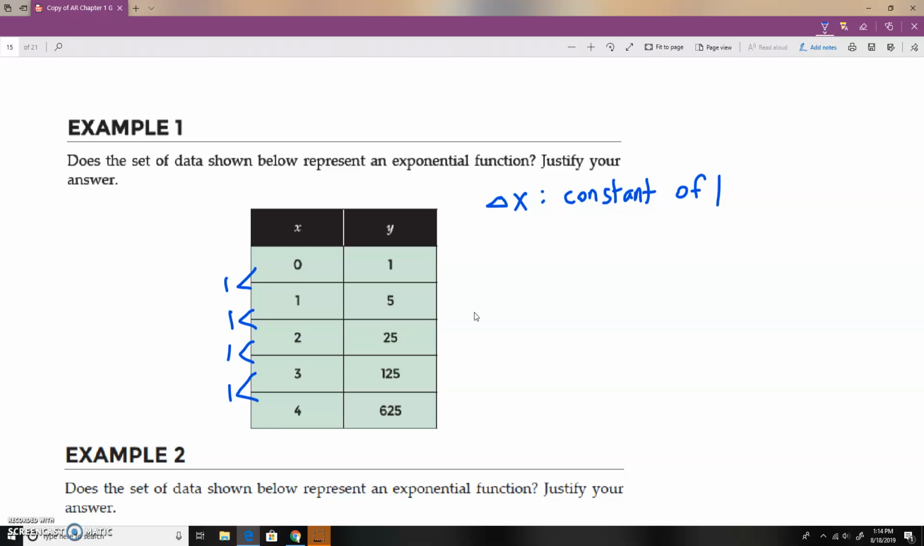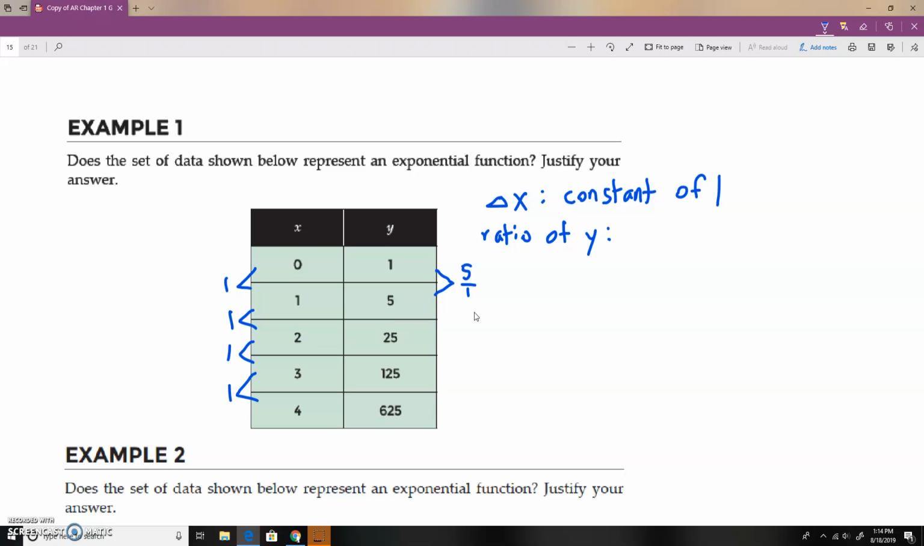Now we want to look at the ratio of our y. We're no longer looking at the change, we're looking at the ratio. Now what do I mean by ratio? Well, we're going to take these two values and we're going to divide the second one by the first one.